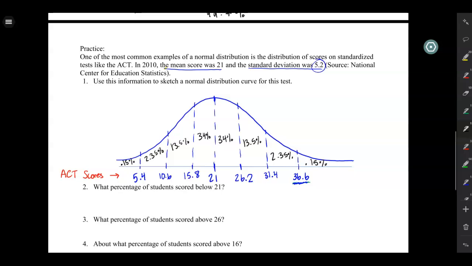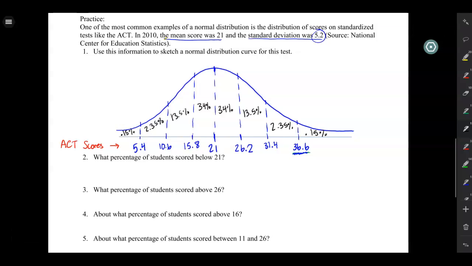So let's go ahead and answer some questions using our curve that we just created. What percent of students score below a 21? In this case, I want to know below 21, how many students live over in this category that I'm highlighting in yellow?